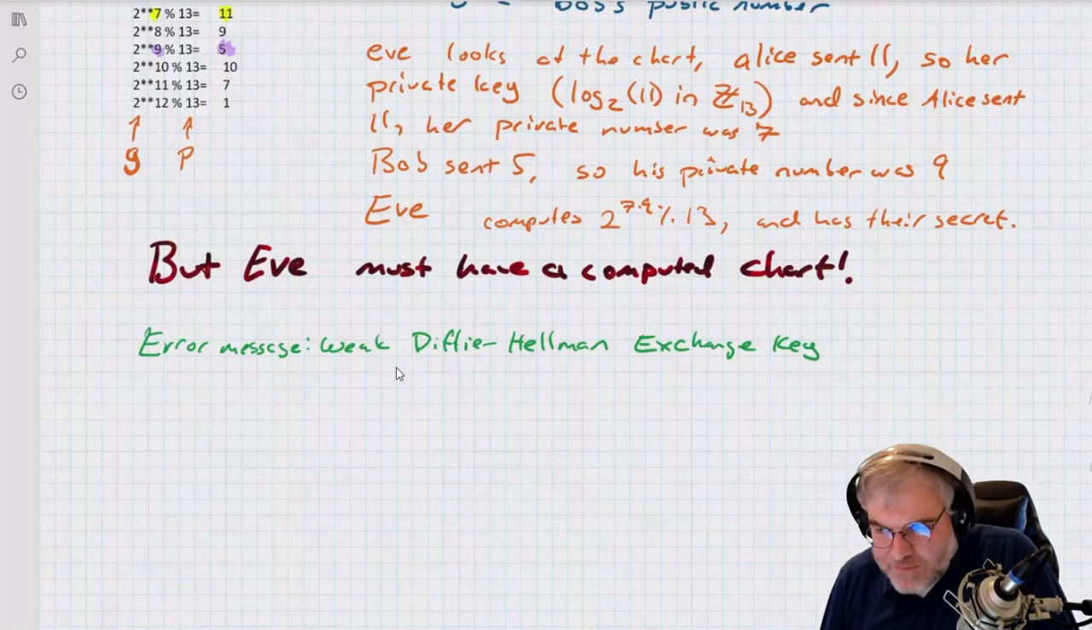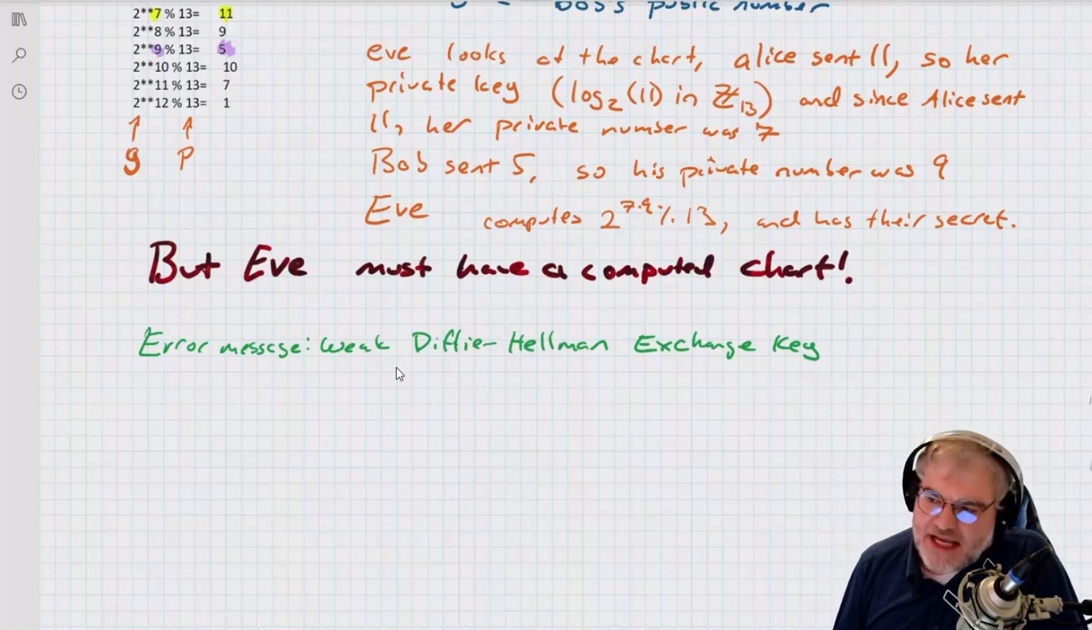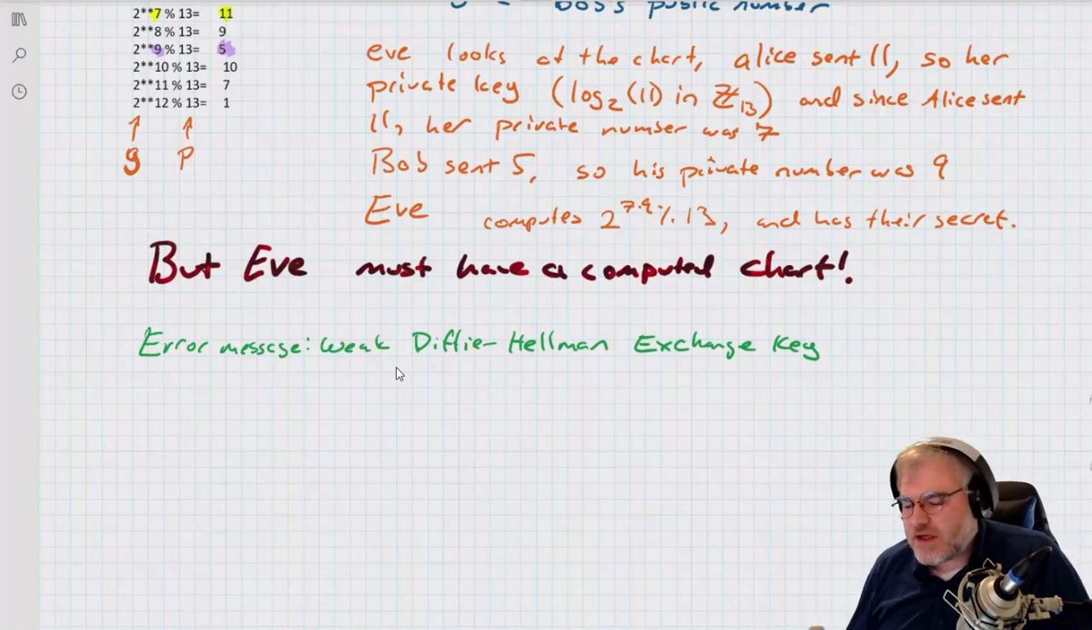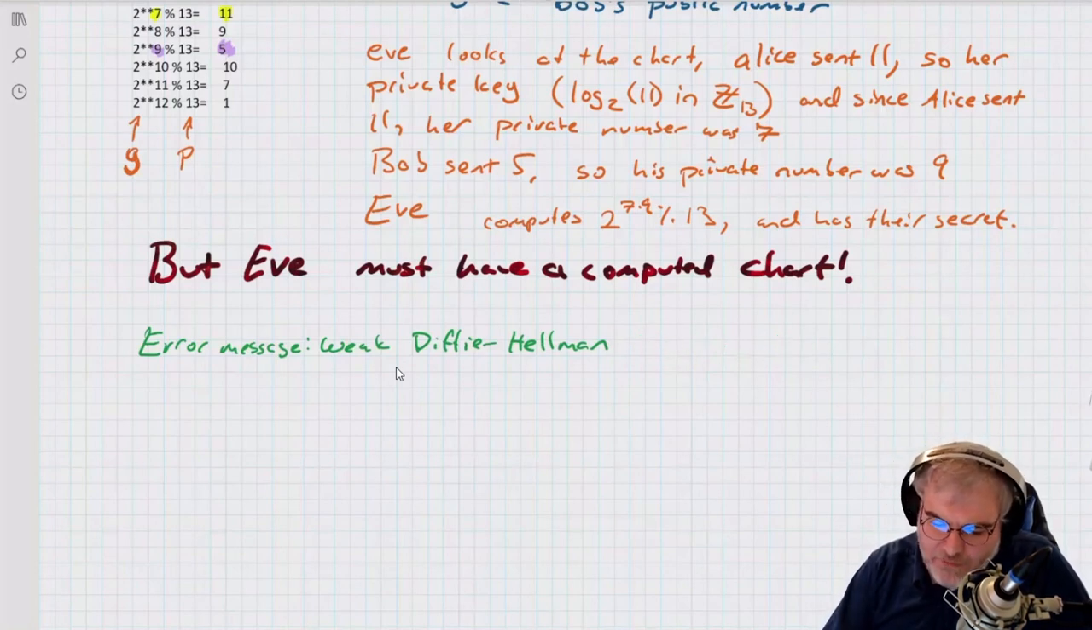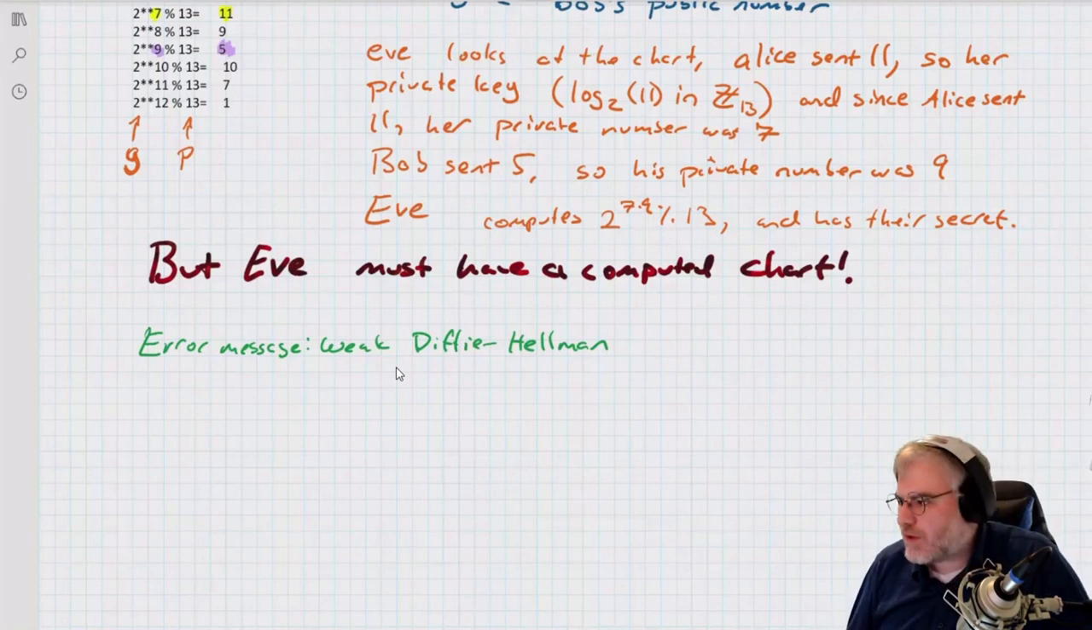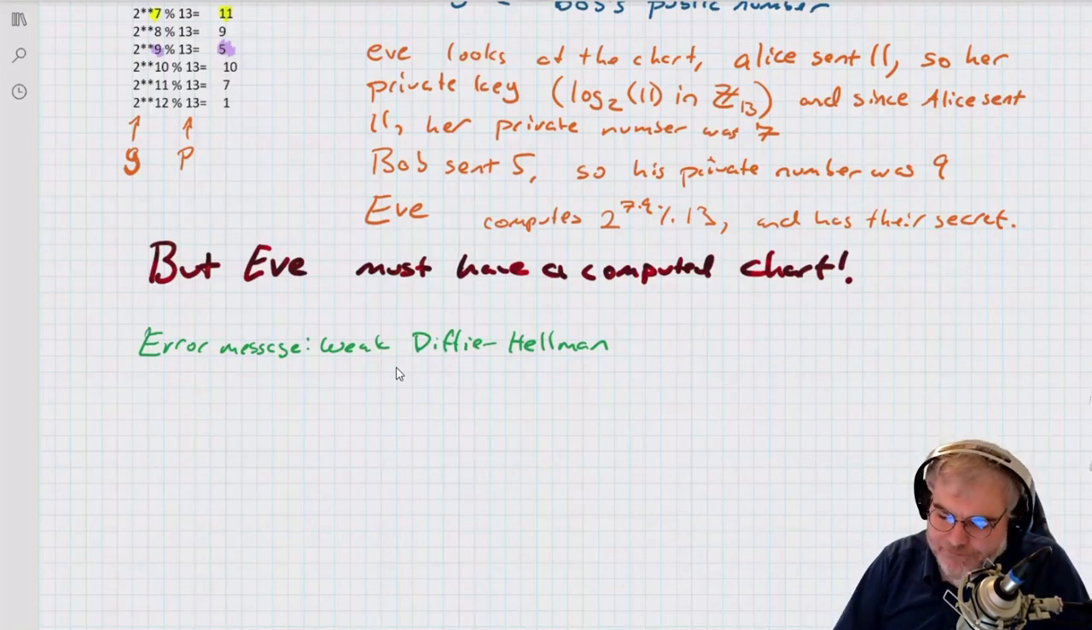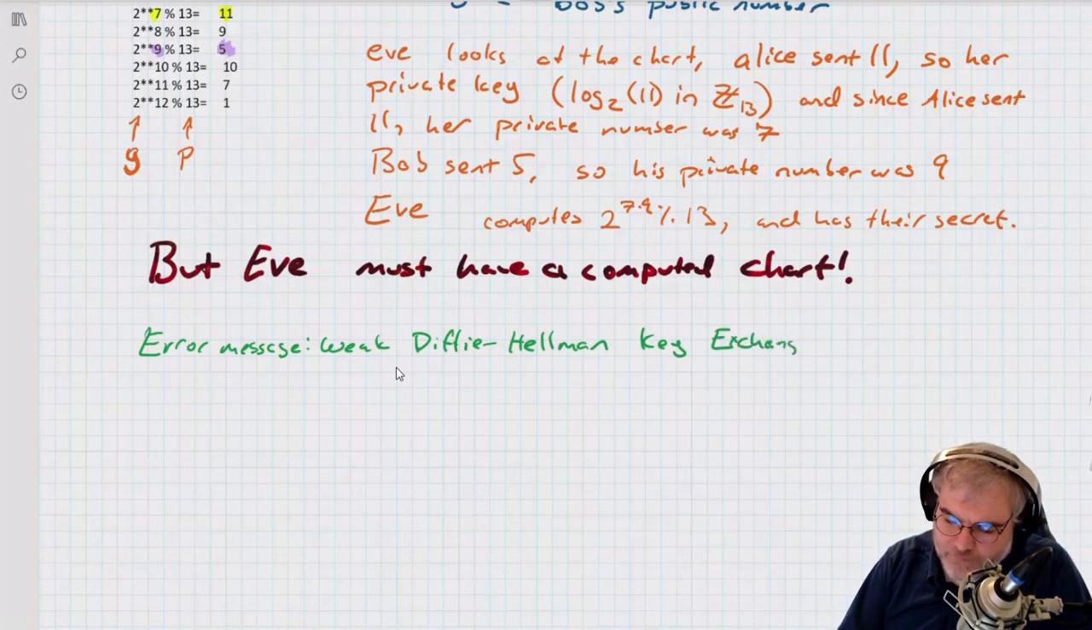So if you have a weak key, right? If your prime doesn't have enough digits, the NSA has one of the charts. So there's this error message that you can get called weak Diffie-Hellman key exchange when your prime number is not big enough.